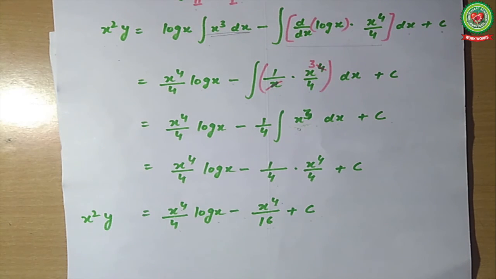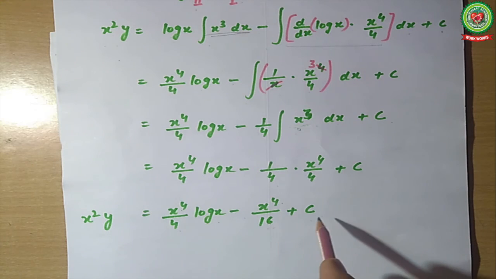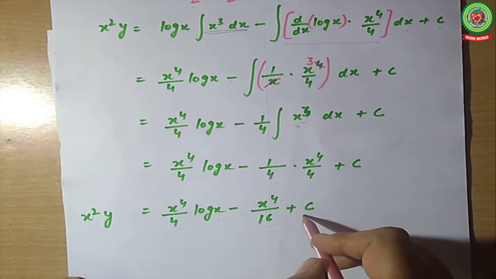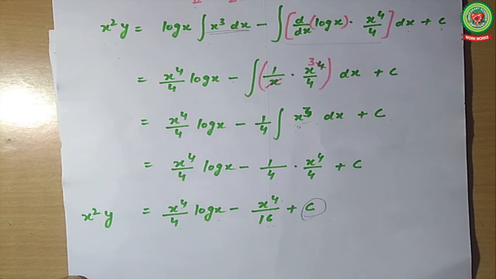If you want to solve further, you can take this x square and divide it to all the terms. But here you will find that c upon x square will also be there, and you can put that c as another constant of integration. So this is the required general solution.